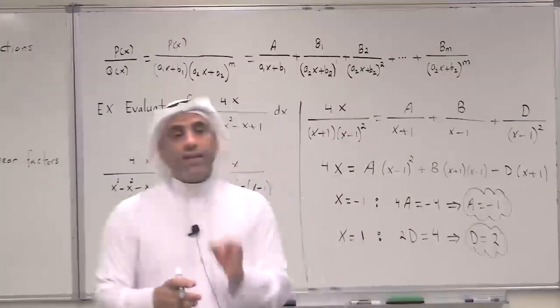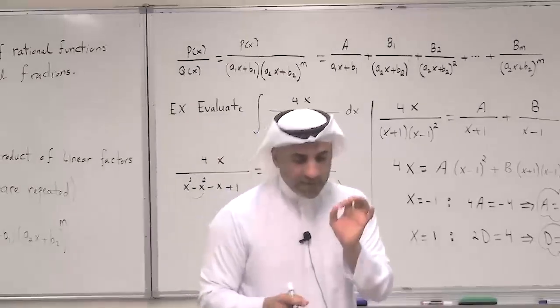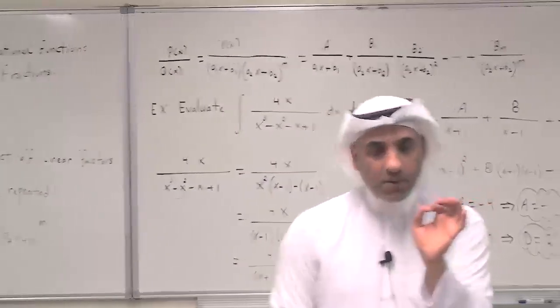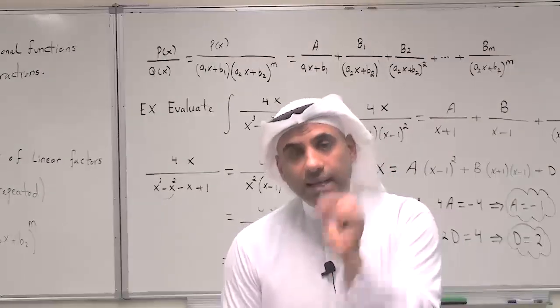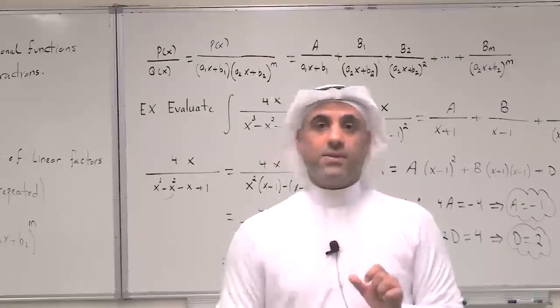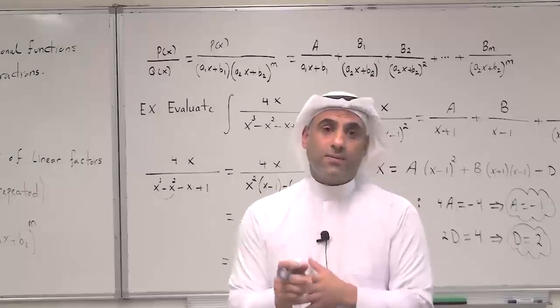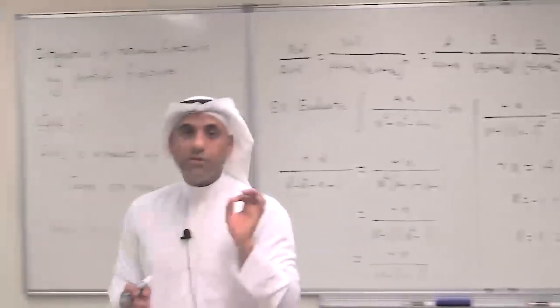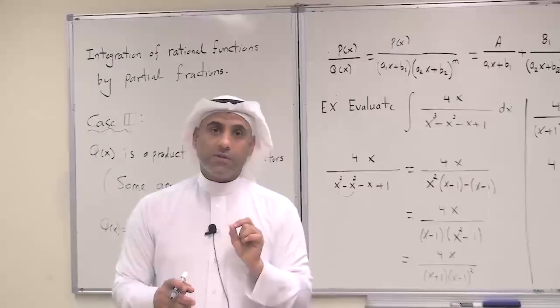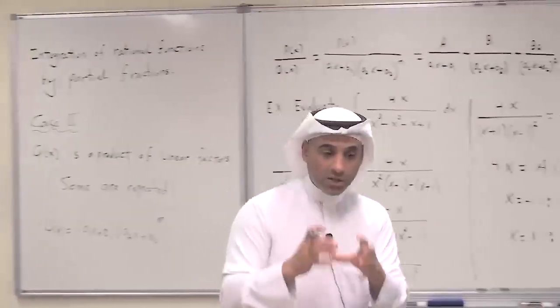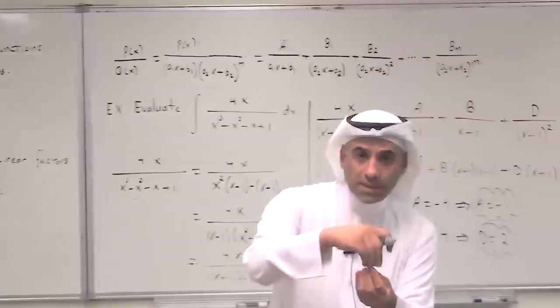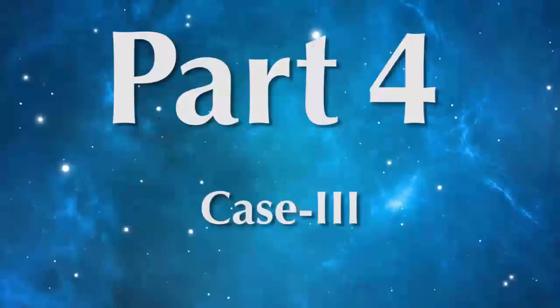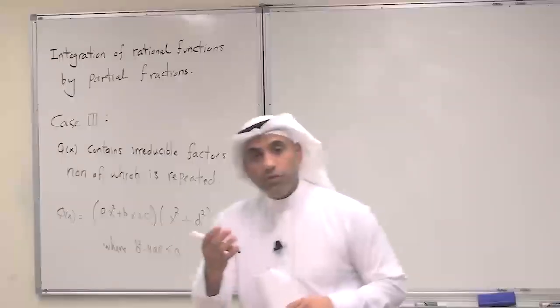Now we will move to the third case, where the denominator is factored into nonlinear factors. Some of the factors are nonlinear, but not repeated. How do we get the partial fraction of that kind of function? What is the partial fraction decomposition form? This will be our next case. Now let us move to the third case.